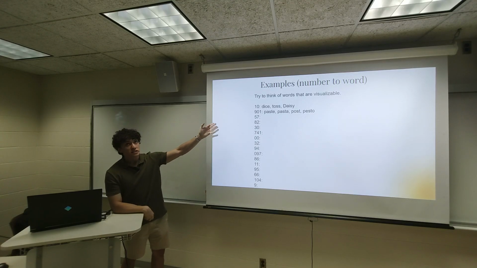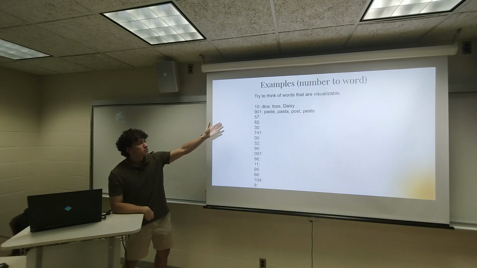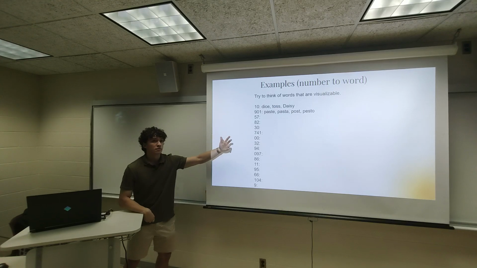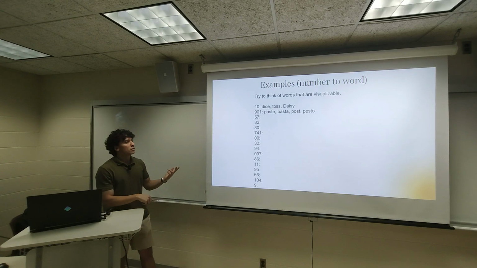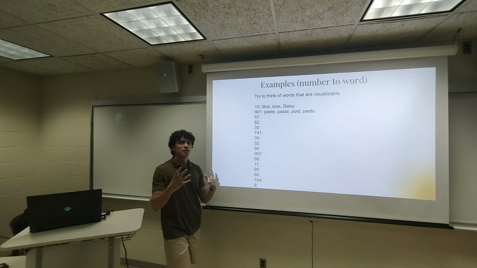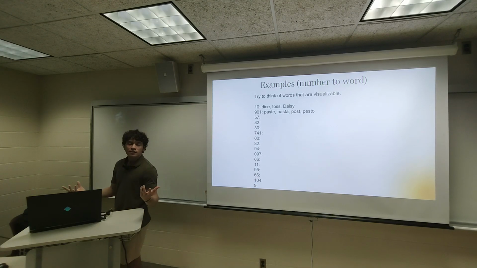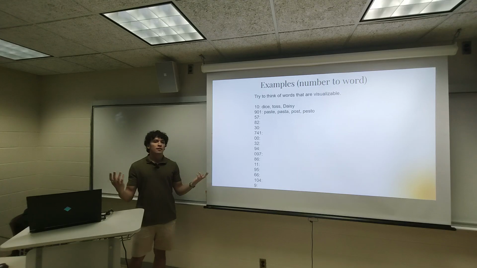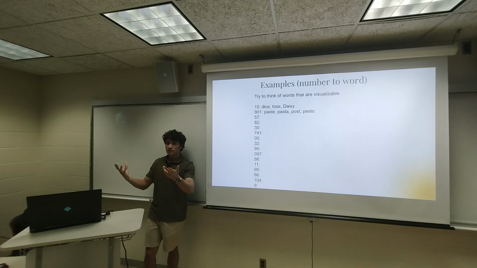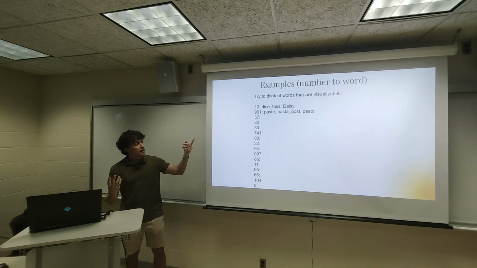So 901. 9 is either P or B, 0 is S or Z, 1 is T or D. So pasta, pasta, right? Past, pest. Pest would be another one. I didn't put that, but pest.